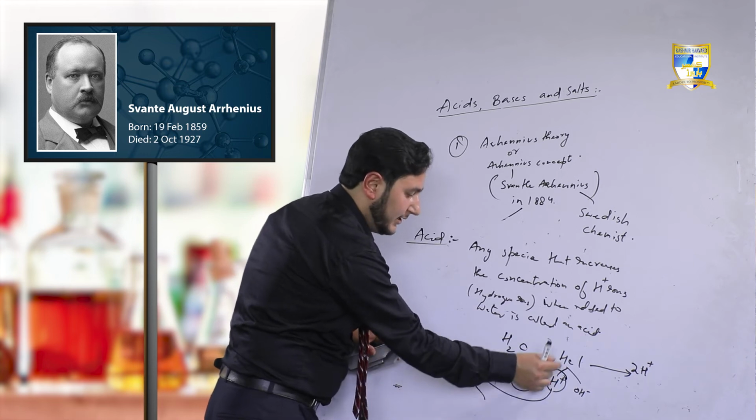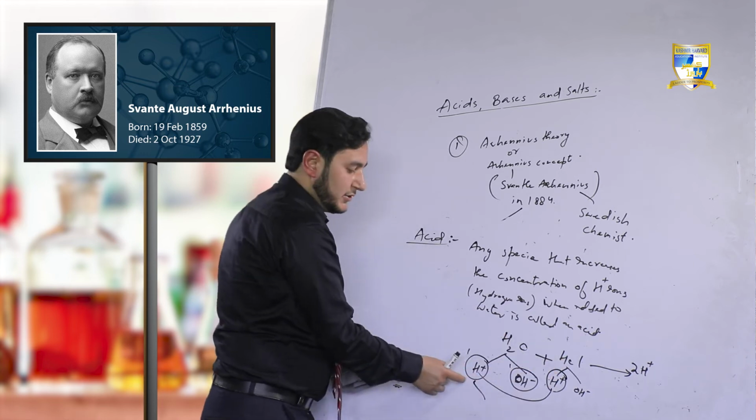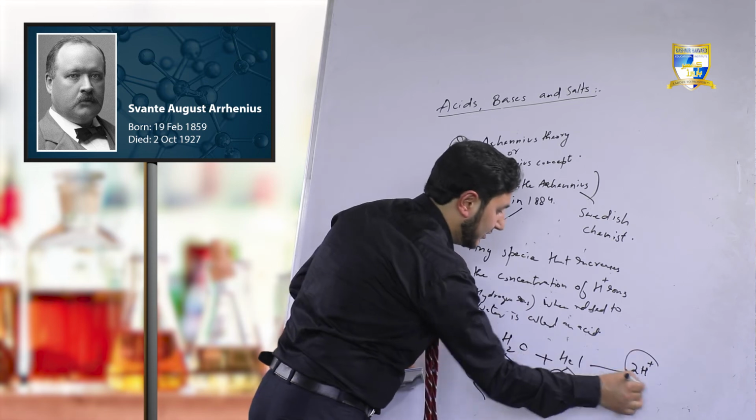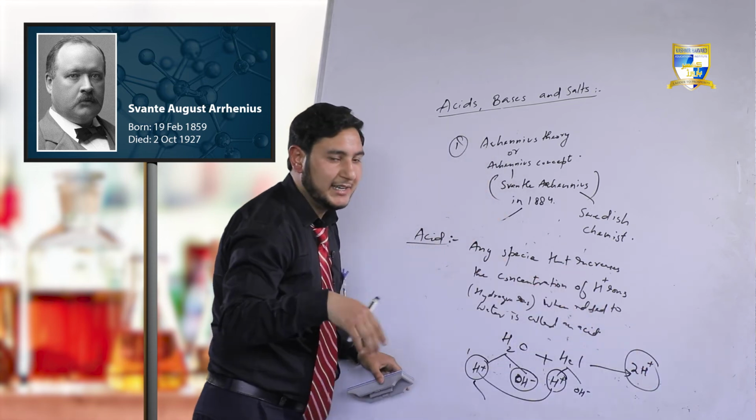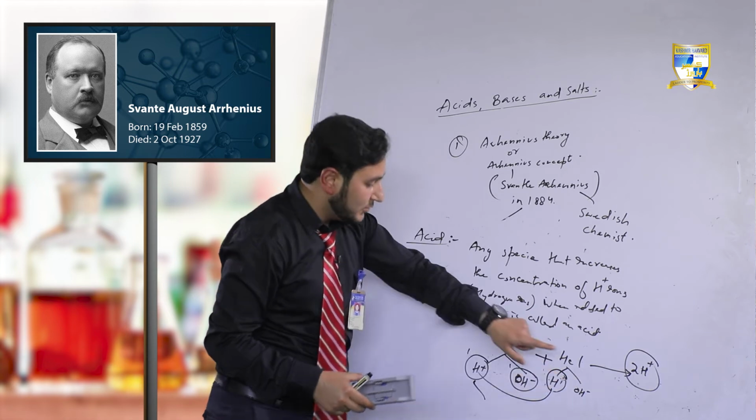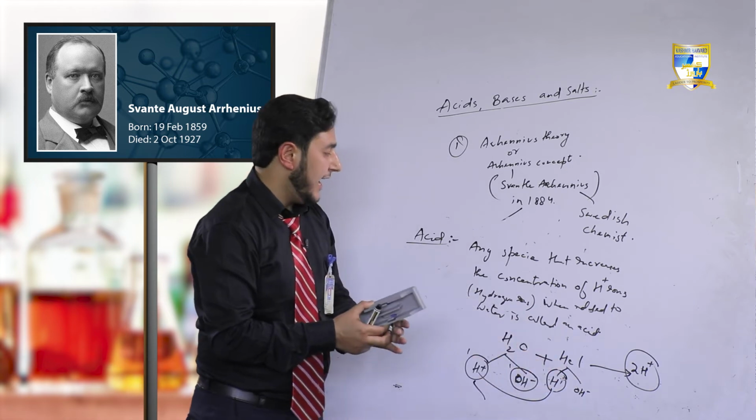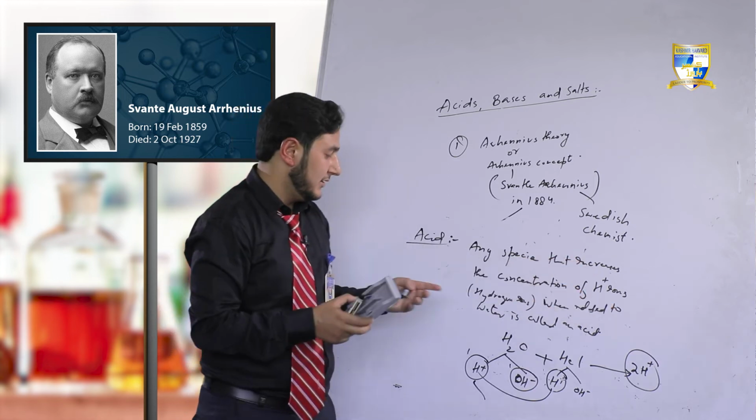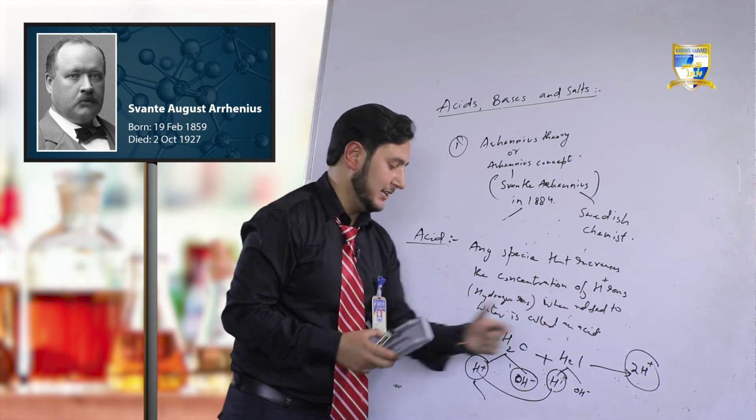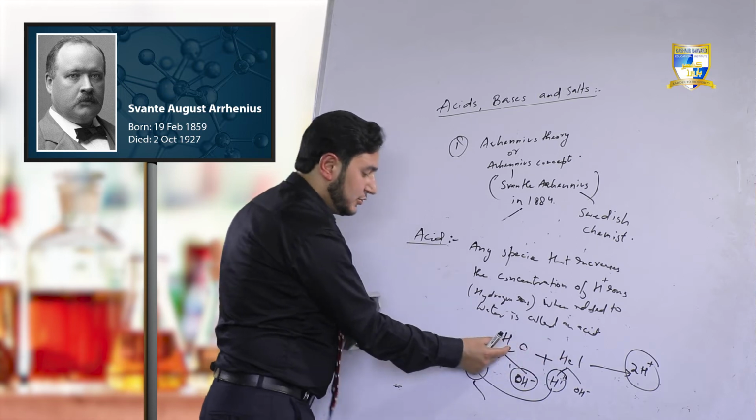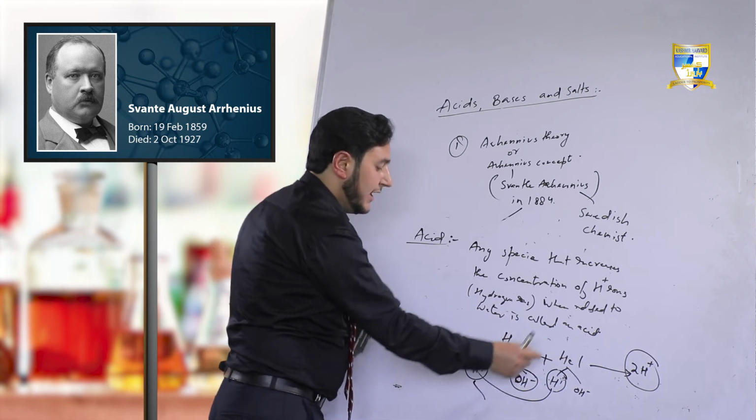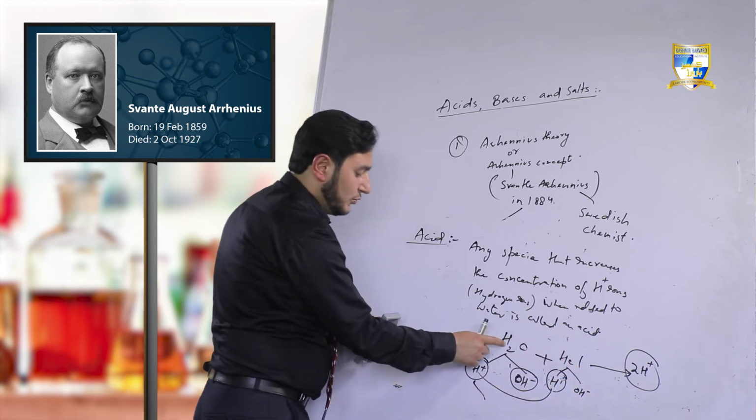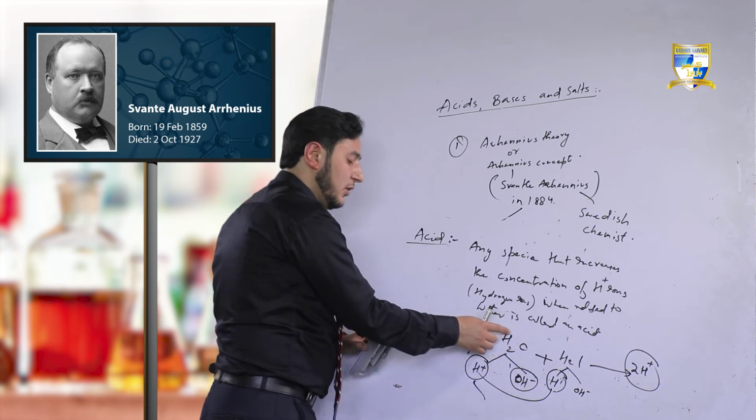HCl gave out H positive, and H2O is itself made up of H positive, so there are 2 H positives in the water now. Basically it was 1, now it becomes 2. So the concentration, the number of H positive ions, increased when HCl was added to water. So the HCl species here is an acid. That is, any species that increases the concentration of H positive ions when added to water is called an acid. H2O itself contains one H positive. When HCl was added to water, another H positive came.